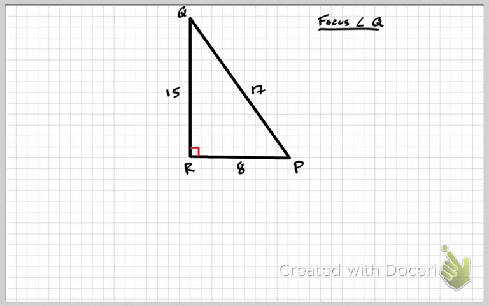So let's make our focus angle Q. Go ahead and put a little red arc in there. So if my focus angle is Q, the sine of Q, the cosine of Q, and the tangent of Q. Go ahead and pause this and see if you can set up the ratios correctly.